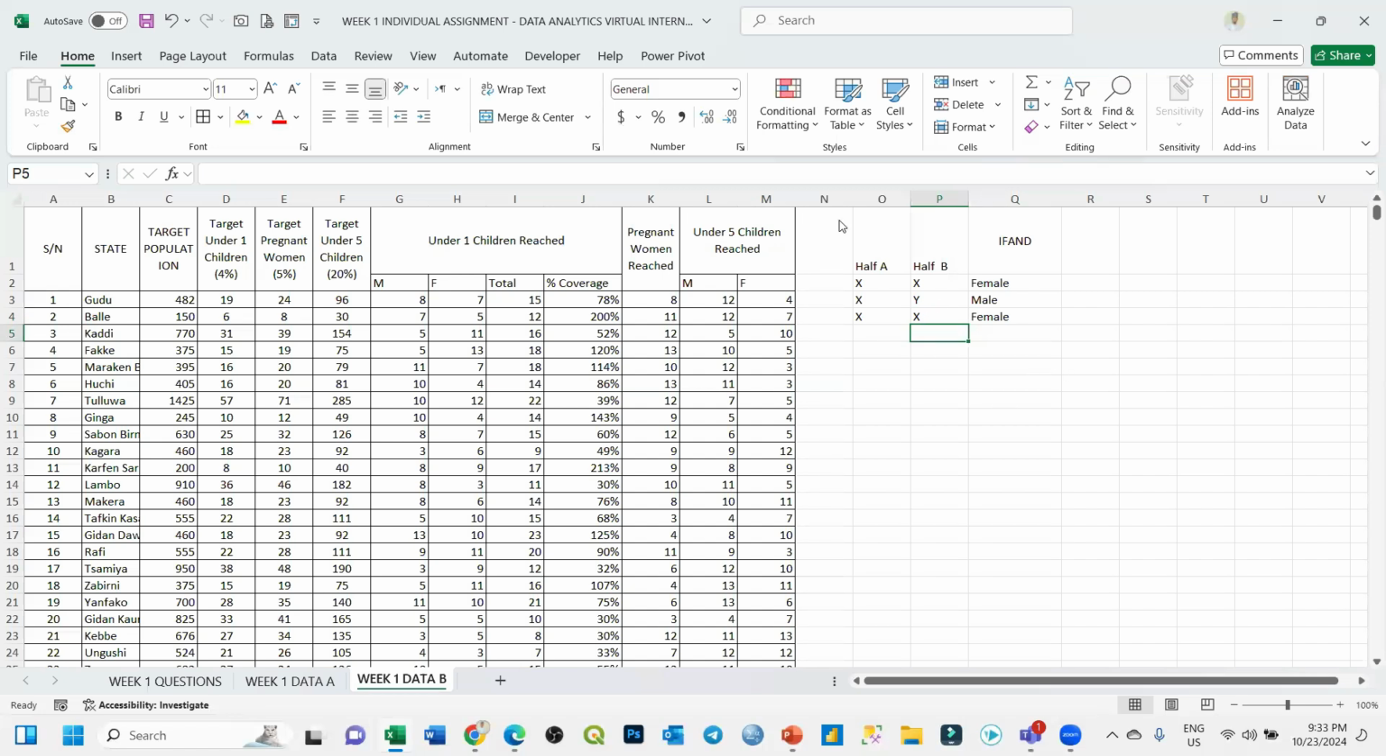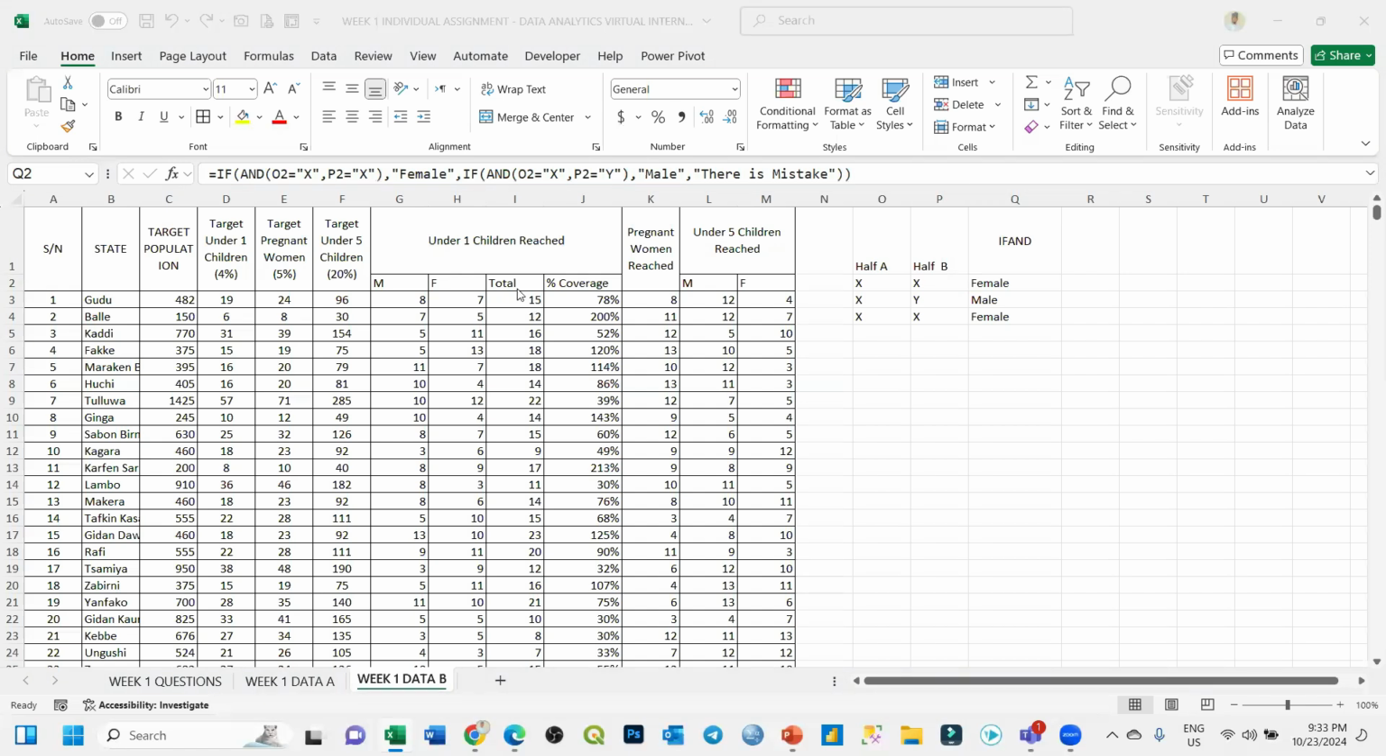So this is what this logical operator AND did for you. All these columns that you used must be true for you to see the value if true. Please practice this. It has everything to do with your week 3 assignment. So let's move to IF OR.